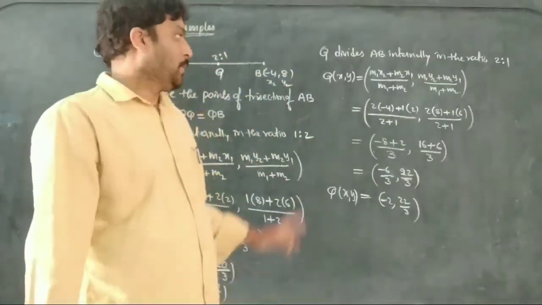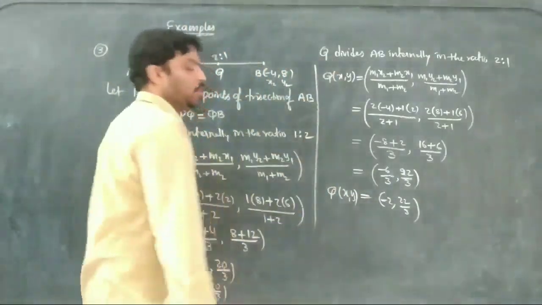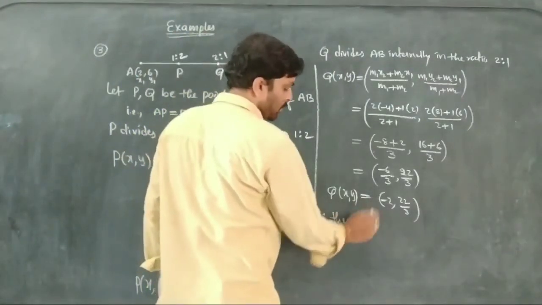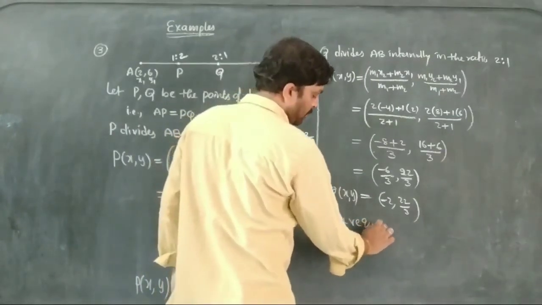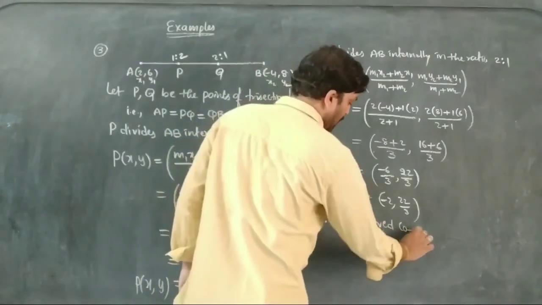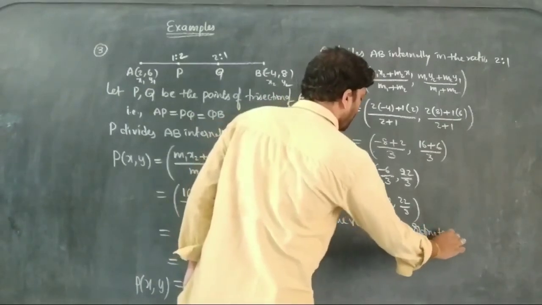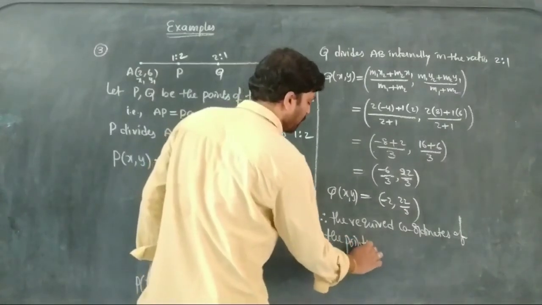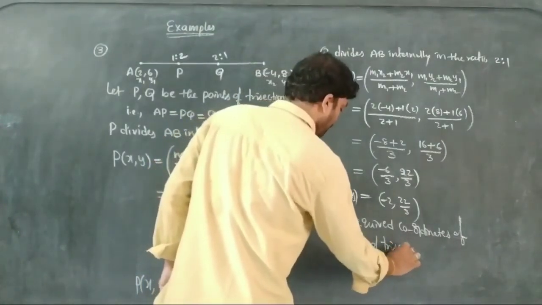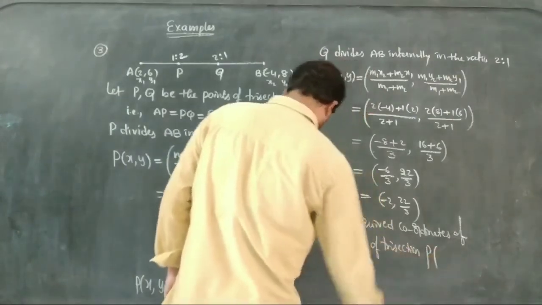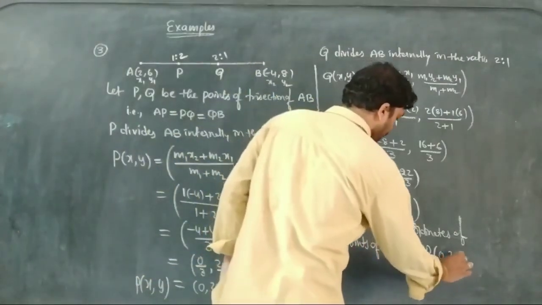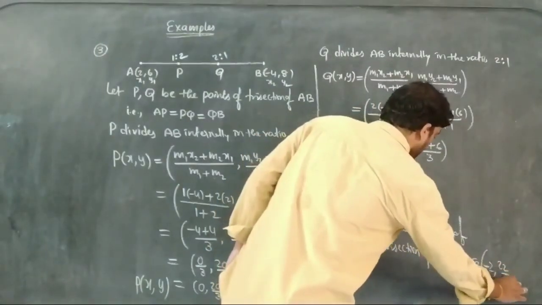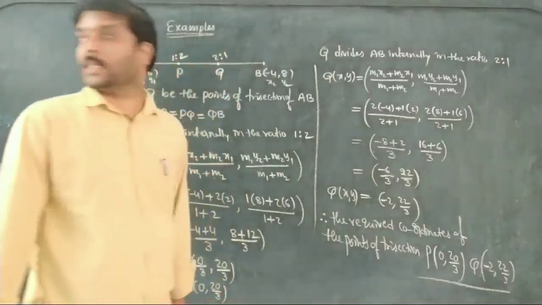Finally, P and Q. Here P, Q are points of trisection. Therefore, the required coordinates of the points of trisection. What is P? 0 comma 20 by 3 and Q minus 2 comma 22 by 3. These 2 points are the points of trisection.